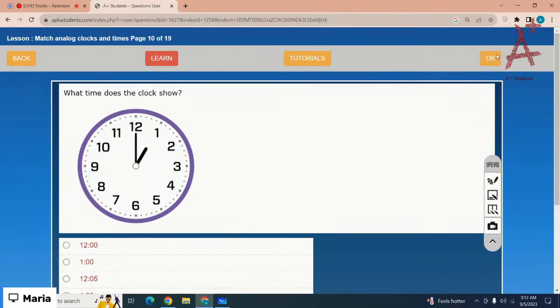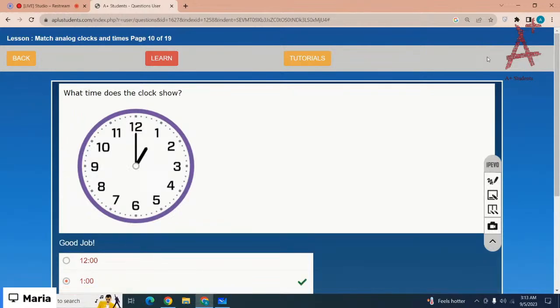What time does the clock show? Which is the correct option? You can see the hour hand points to 1, and the minute hand points to 0. So it would be 1 hour and 0 minutes, right?